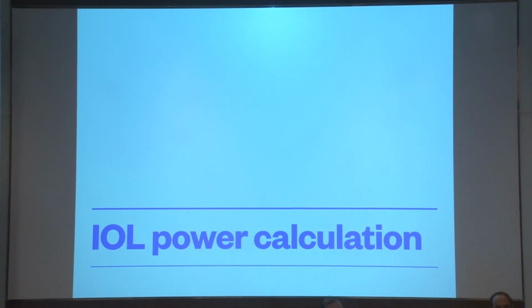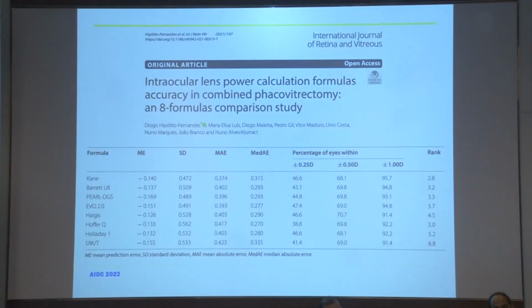Talking about IOL, briefly about IOL power calculation in such situations. This was an article which studied 8 formulas again, which combined phaco-vitrectomy, and it showed that you can see on the top, the Kane and the Barrett Universal 2 fared better than the others, albeit by a slight margin.